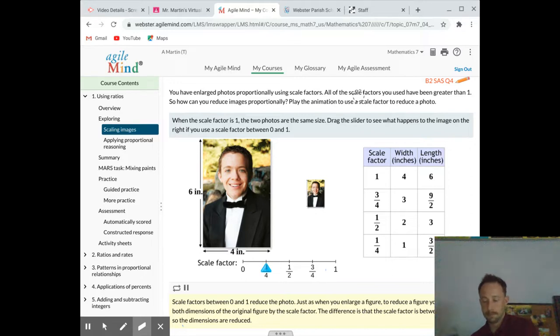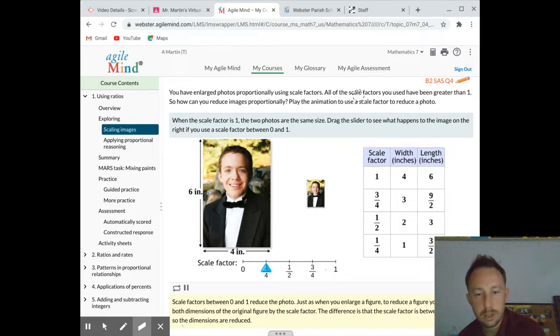Reinforce. The factor used to create proportional change is called the scale factor. Answer the following questions about the effects of different scale factors. A. Name some examples of scale factors that are less than 1. What effect does a scale factor less than 1 have on dimensions of the image being scaled?